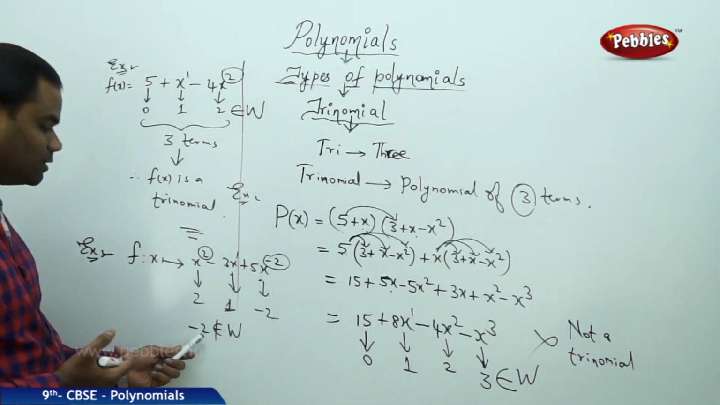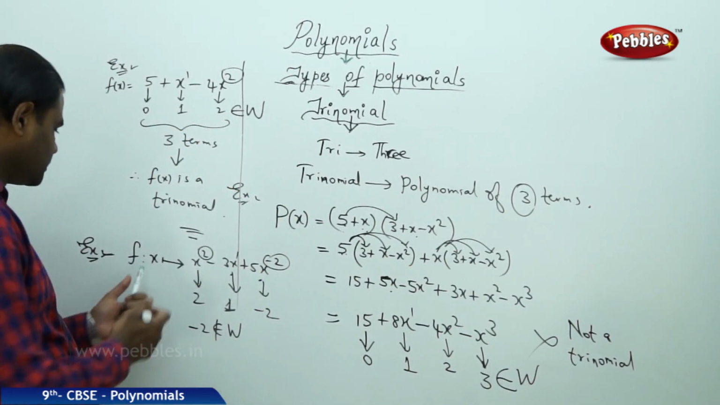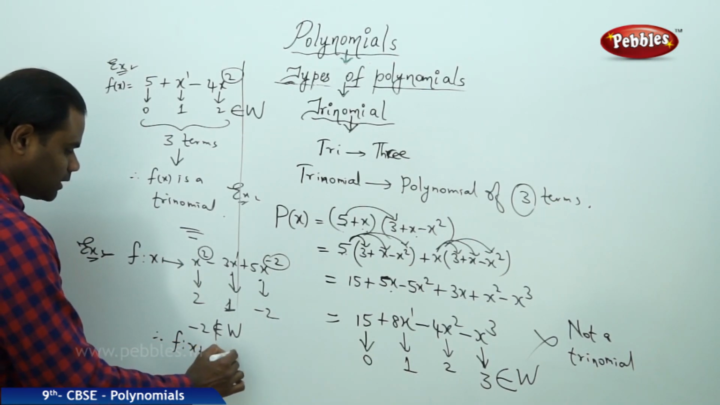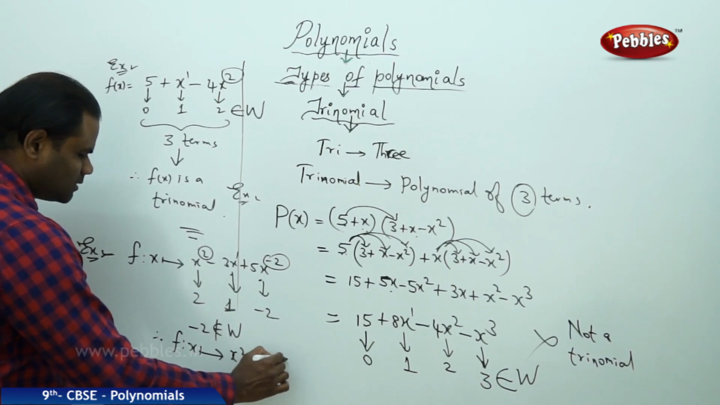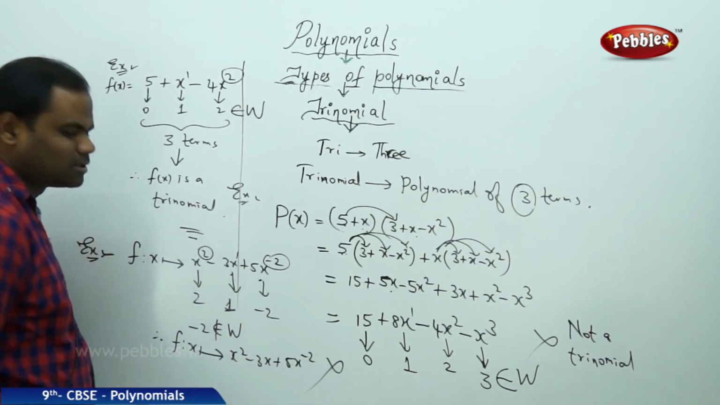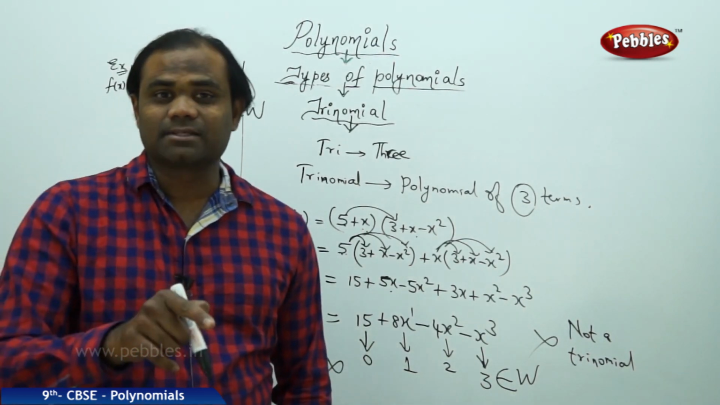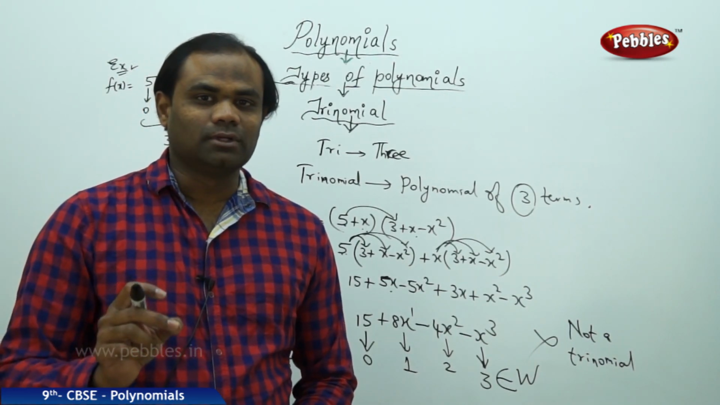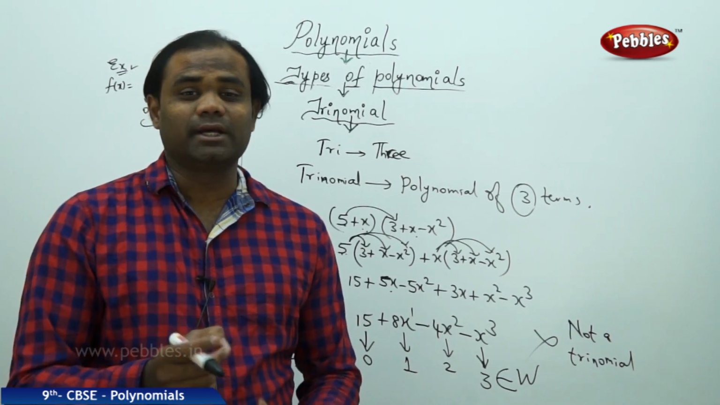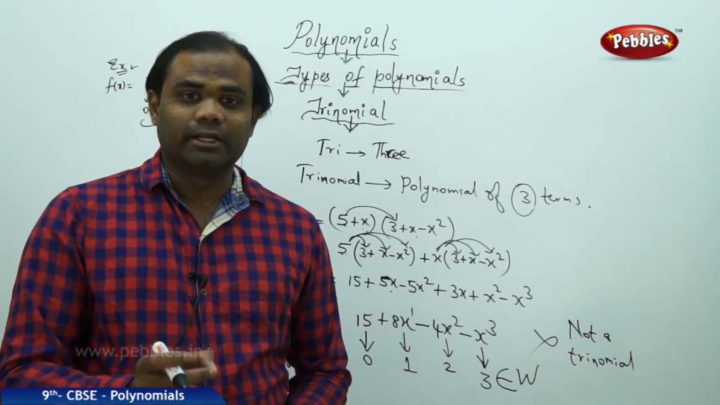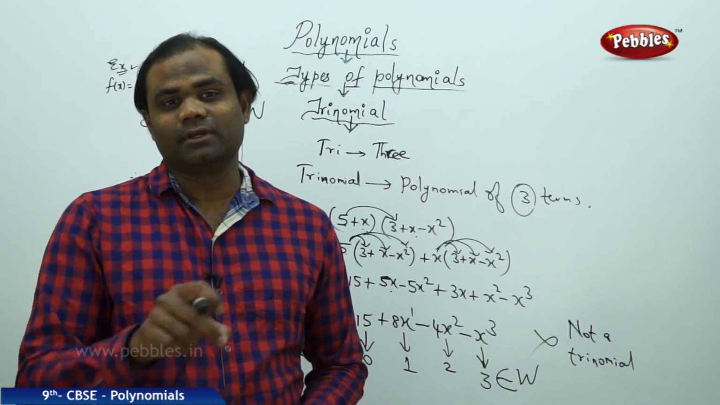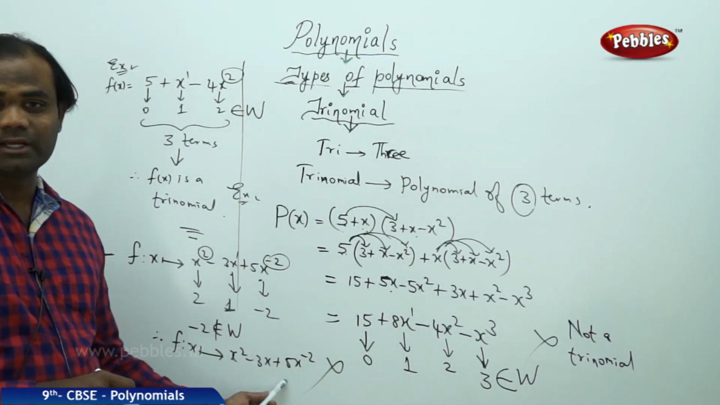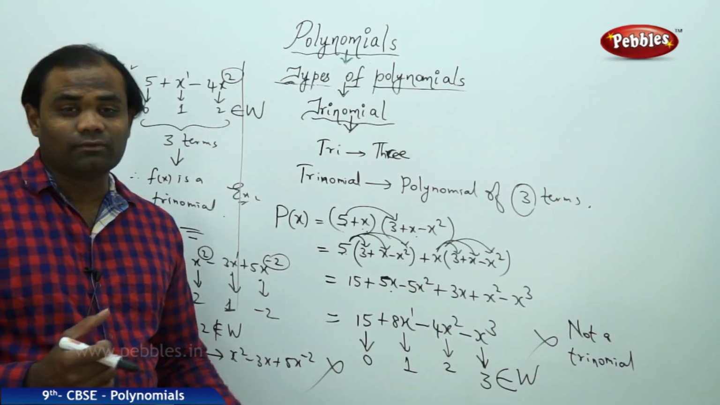And therefore, with this rule broken, I say that the given function f from x to x squared minus 3x plus 5x to the power minus 2 is not a polynomial and hence is not a trinomial. Therefore, the condition for the given expression to be a type of polynomial is that it needs to be a polynomial itself first. So this is not a polynomial and hence not a trinomial, is how we conclude the given example problem.